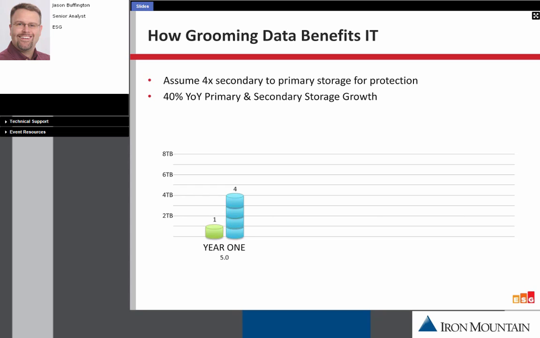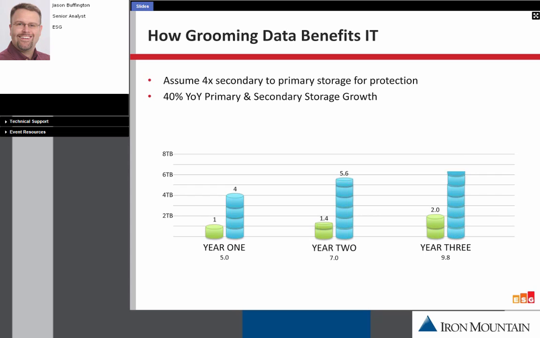Now in year 1, 1 plus 4 equals 5. But let's go ahead and assume, using the numbers we had at the beginning of our webcast, an average of around 40% year-over-year storage growth-ish. All right, so in year 1, I've got 5 terabytes of data. In year 2, and I've got a little bit of a blinky going on. Here we go. Year 2, I've got 1 terabyte goes to 1.4. The 4 terabytes goes to 5.6.